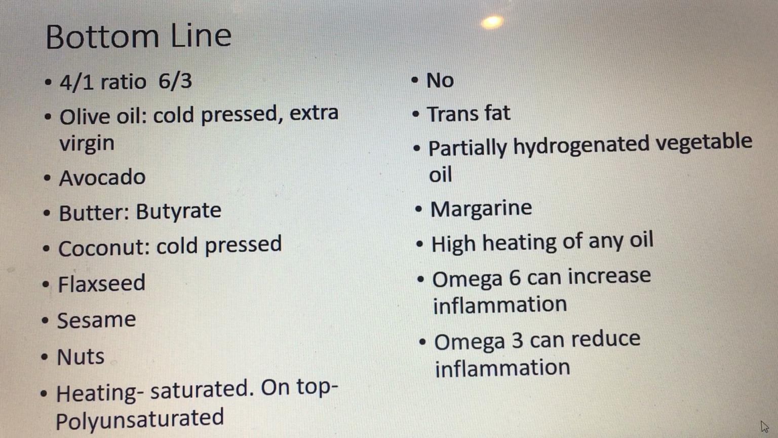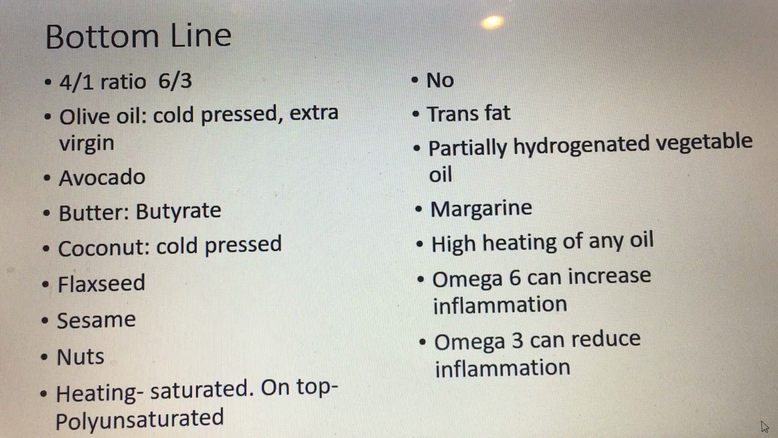On the no side, trans fats, partially hydrogenated vegetable oil, very highly oxidized. Margarine, high heating. You don't want any heat. If you're heating an oil, you don't want it to smoke. So if you're going to be doing vegetables, maybe a little bit of canola oil or a little bit of coconut oil or a little bit of butter, but make sure it doesn't smoke.